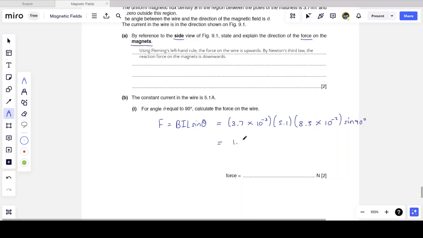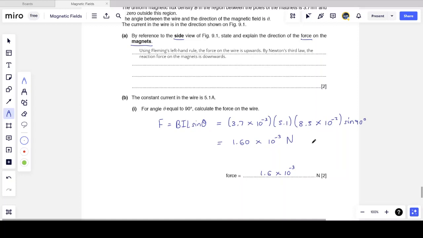This leaves us with 1.6 times 10 to the minus 3 newtons. I need this to two significant figures, so this is 1.6, not 1.60, times 10 to the minus 3 newtons. And so that's the force on the wire if the wire is perpendicular. The angle theta is 90 degrees.